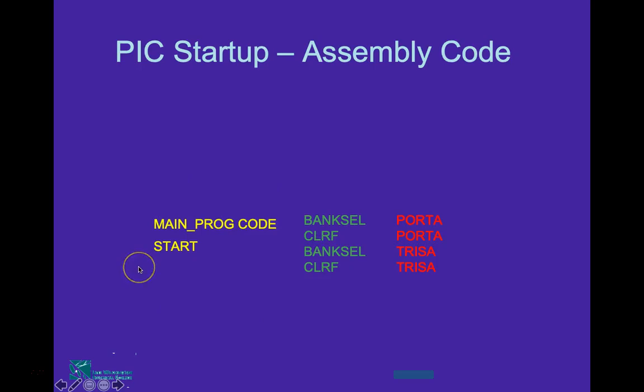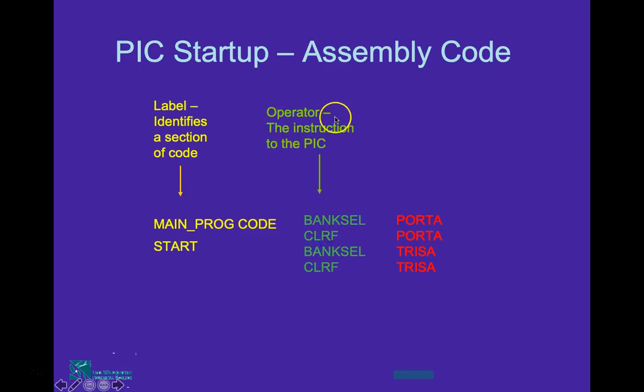This is our start code, and I hope you remember what the first column, second column, and third column mean. The first column is your label, which identifies a section of code. The second one is called your mnemonic or operator. The instruction to the PIC is placed into this second column. And the third column is called your operand, and this is where the operator is applied.